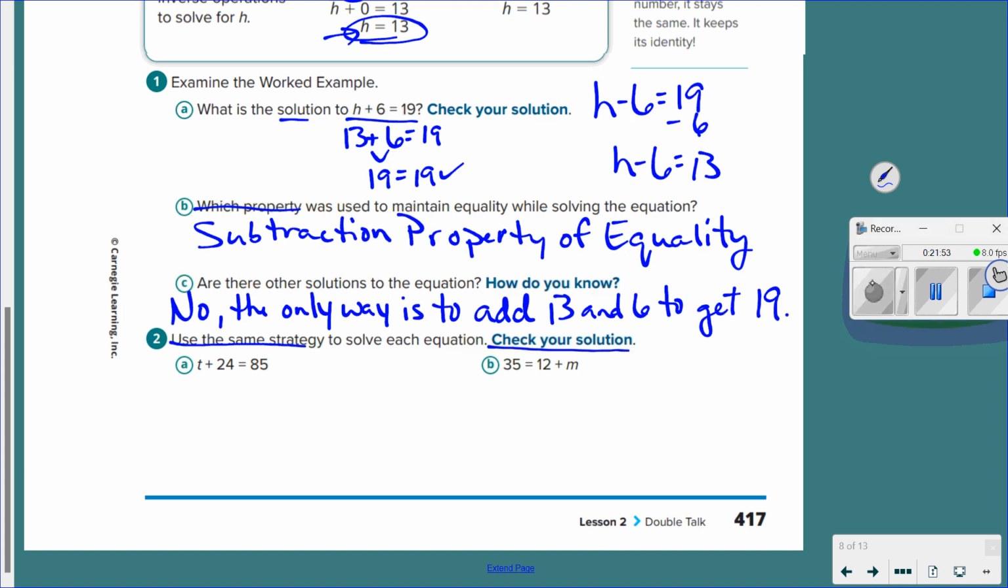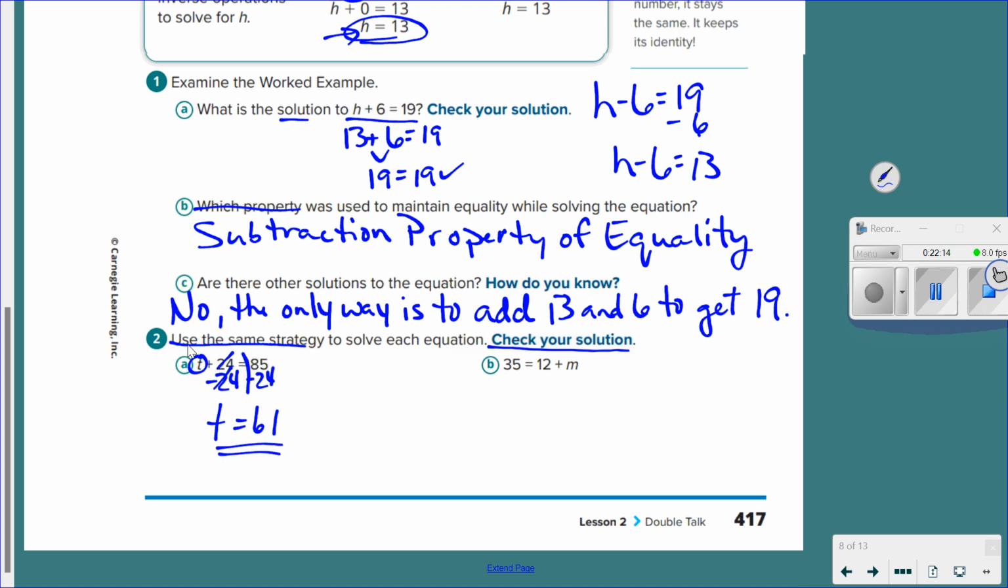This one should have been relatively easy. Right here, here's my variable. Instead of adding 24, I'm going to do what? Subtract. But if I do it on one side, I have to do it on the other. Those go away, so all I have left here is my variable. 5 minus 4 is 1. 8 minus 2 is 6. So I know t equals 61.